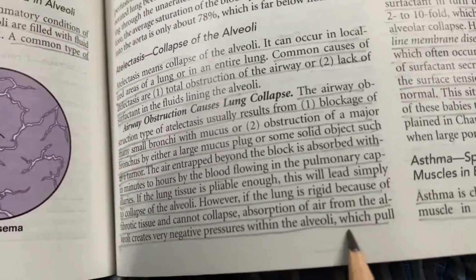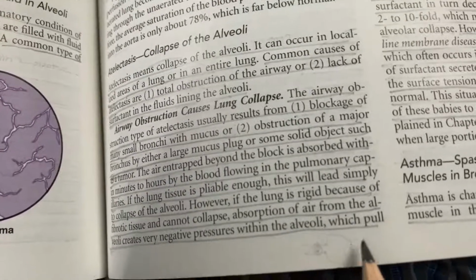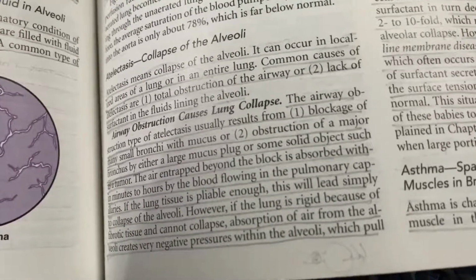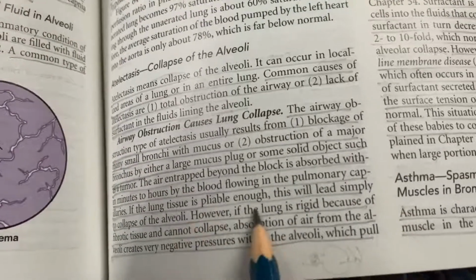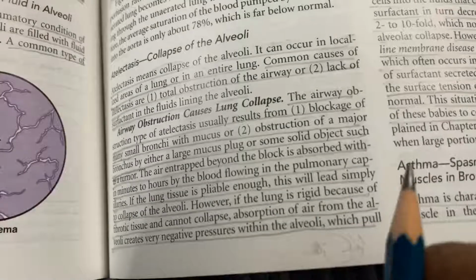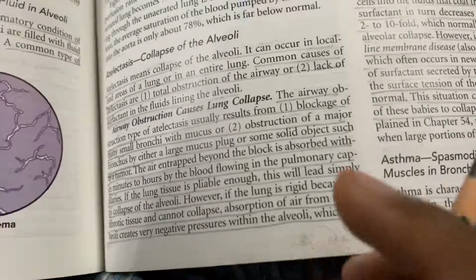So the air entrapped beyond the block, if this is the block, beyond the block, it is absorbed into the pulmonary capillaries. If the lung tissue is pliable enough, this will simply lead to collapse of the alveoli. Because air is just entering into this, there is negative pressure, it collapses.